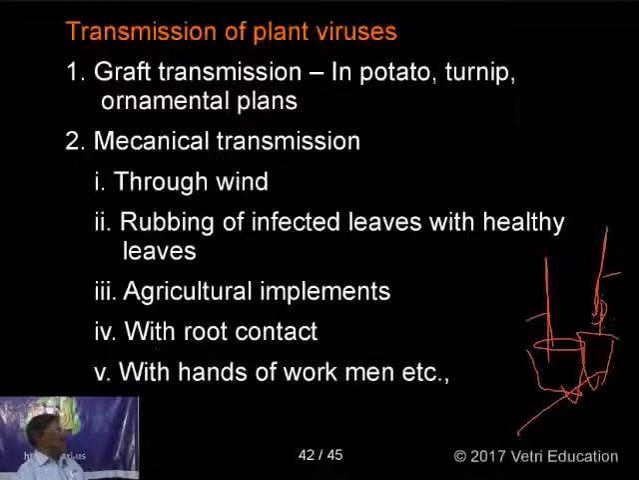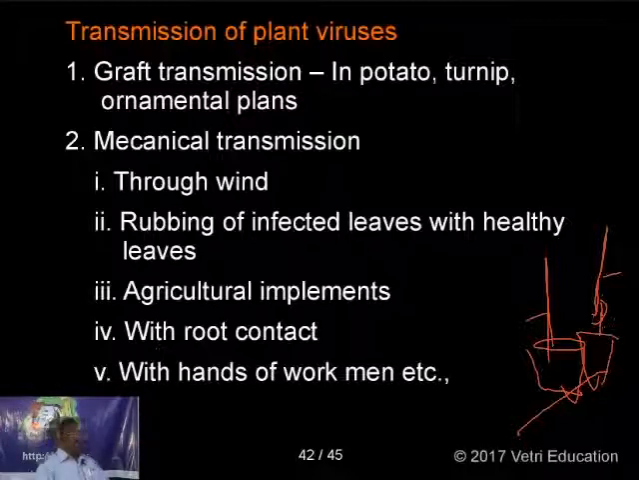And the second way is mechanical transmission. This you cannot control. The virus infection may be there in your surrounding area, and it may come through the air and attack your plant. So that may be a cause, and transmission takes place through wind. Another thing is, some people have the habit of rubbing a plant in one place and then rubbing another plant with the same hand without washing, so it may spread from a healthy plant to an infected plant or from an infected plant to a healthy plant.